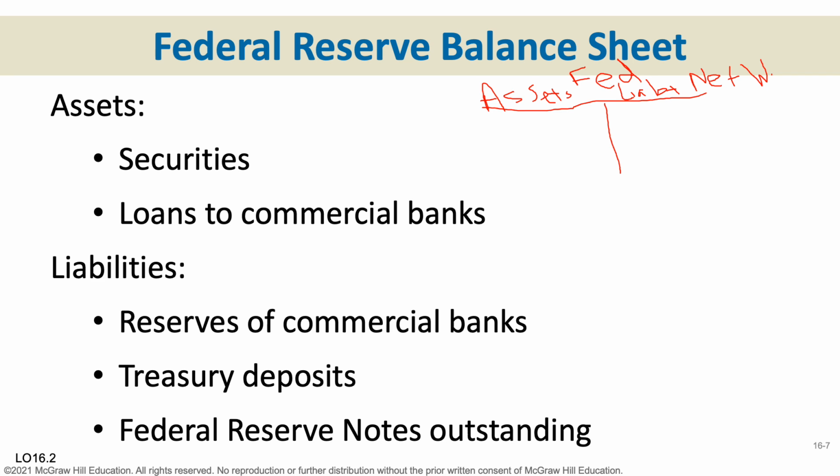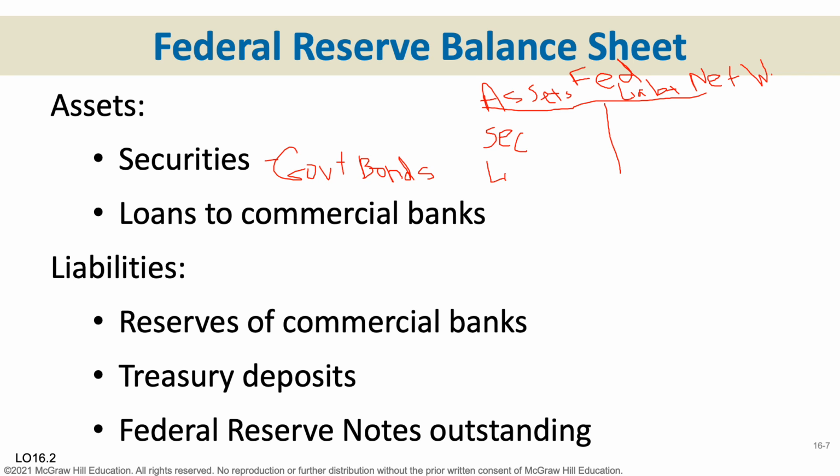So the assets that we're going to talk about on the Federal Reserve's balance sheet are going to be securities. Remember, when we have securities, we're talking about government bonds. That's a G. Government bonds. U.S. bonds. So if the Federal Reserve is selling bonds, then the securities account will be going down. If the Federal Reserve is buying bonds, then the securities account will be going up.